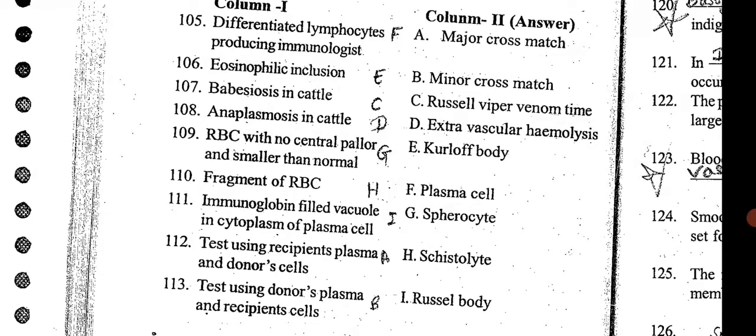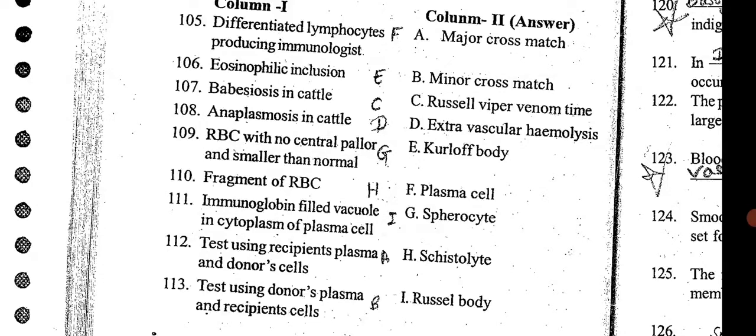For example, if the normal size of a goat red blood cell is 16 micrometers, and the red blood cell is smaller than 16 micrometers, such as 12 or 10 micrometers, and it is not paler from the center, then it will be a spherocyte. Anaplasma in cattle causes extravascular hemolysis. BVSc in cattle is linked with Russell viper venom time. Russell viper venom is famous for clotting the blood.